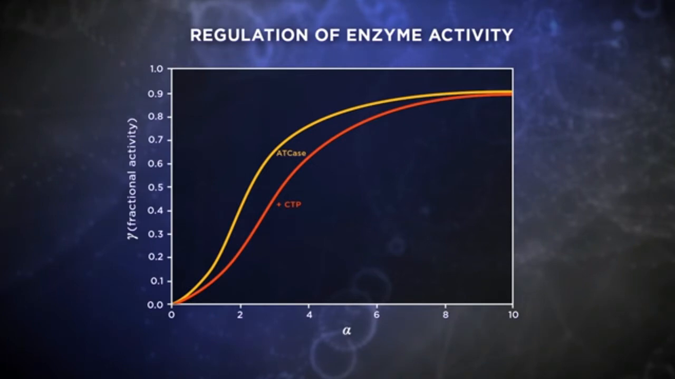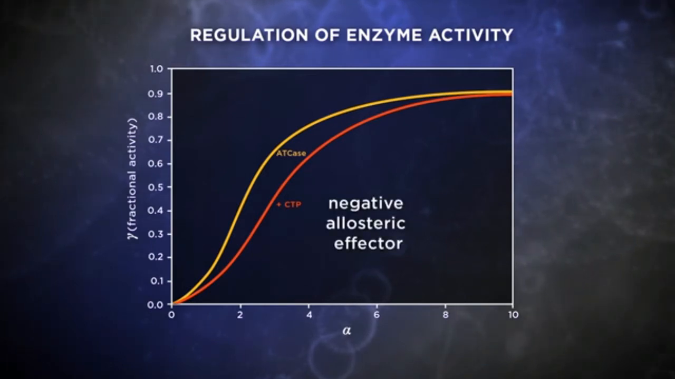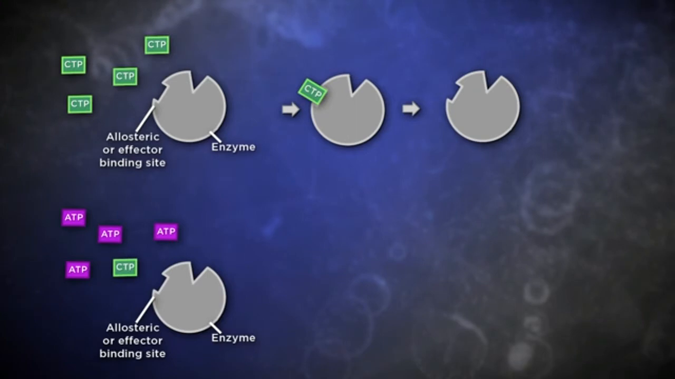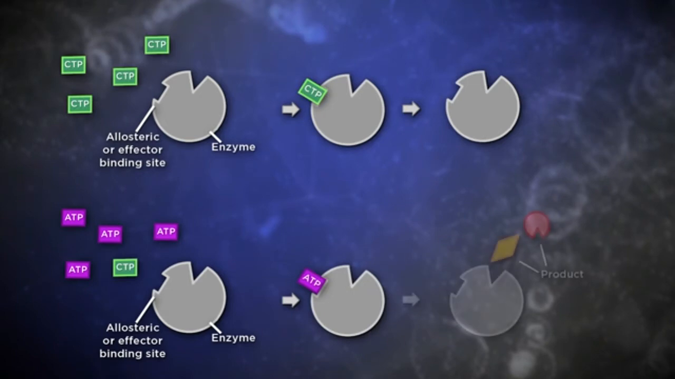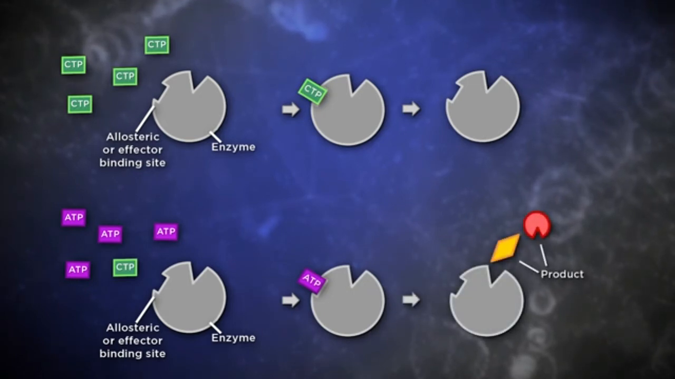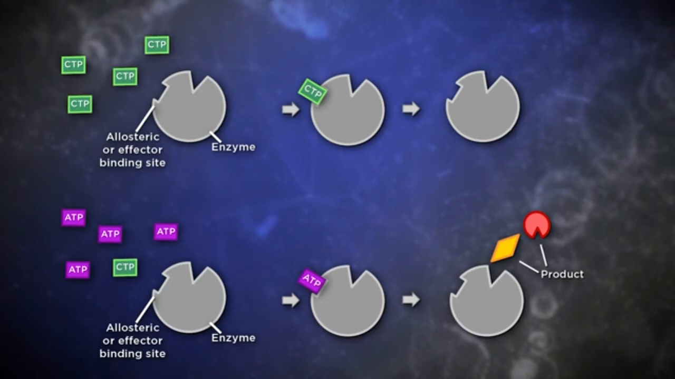In this situation, CTP is said to be a negative allosteric effector, as it is decreasing the activity of the enzyme. On the other hand, if levels of ATP are high relative to CTP, then ATP binds to the enzyme. Now, how does the enzyme know which nucleotide is more abundant to maintain the purine-pyrimidine balance? It doesn't. This is a case of musical chairs on a molecular basis. If there are more ATP molecules than CTP, then ATP molecules are more likely to occupy those allosteric sites.